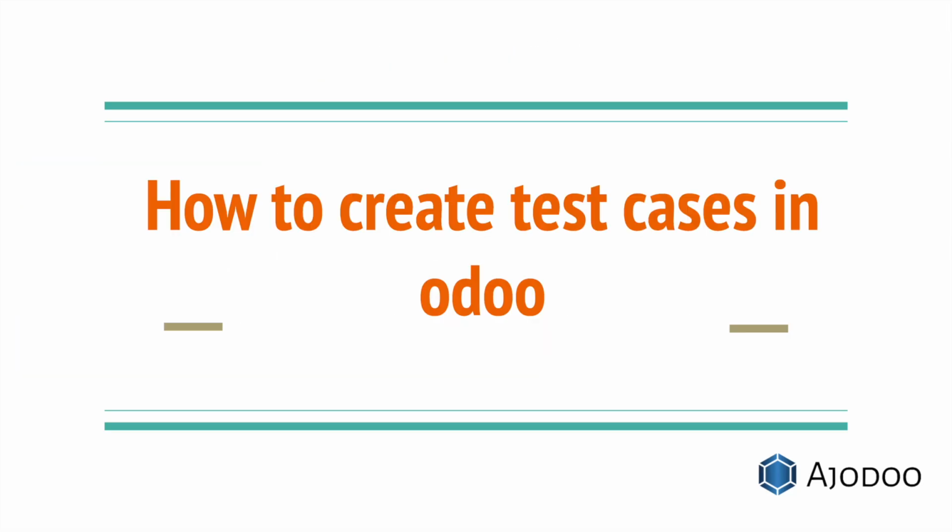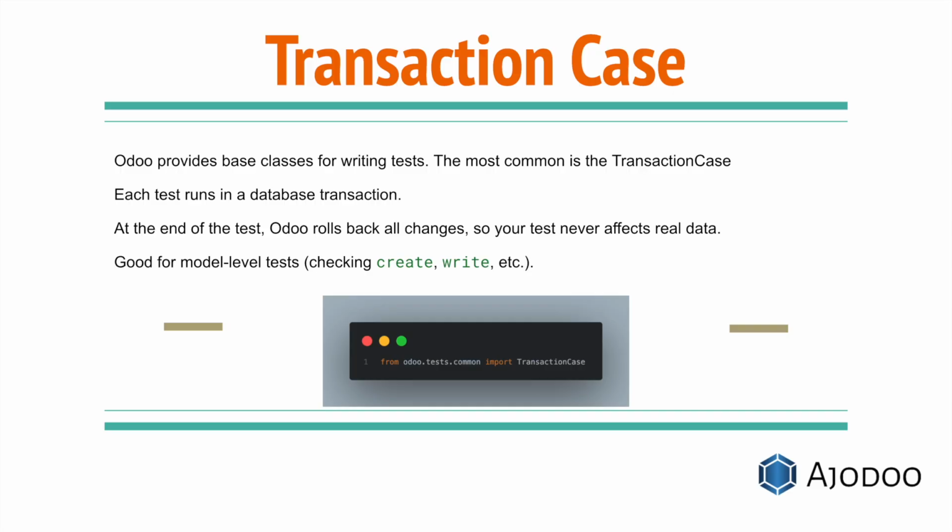Now how do we create test cases in Odoo? To create a test case we have to import some classes. Odoo provides base classes for writing tests, and the most common is the TransactionCase. Each test runs in a database transaction. At the end of the test, Odoo rolls back all changes, so your test never affects real data. So it is good for all model level test checking, like create function, write function, etc.